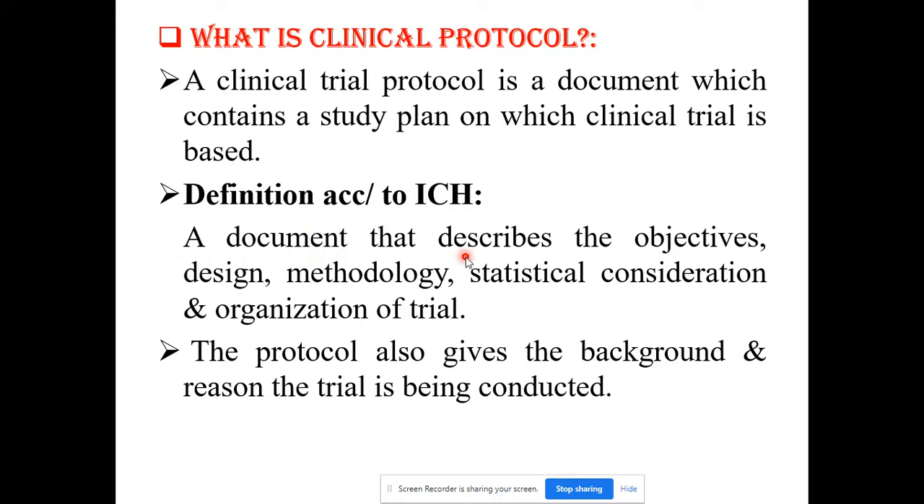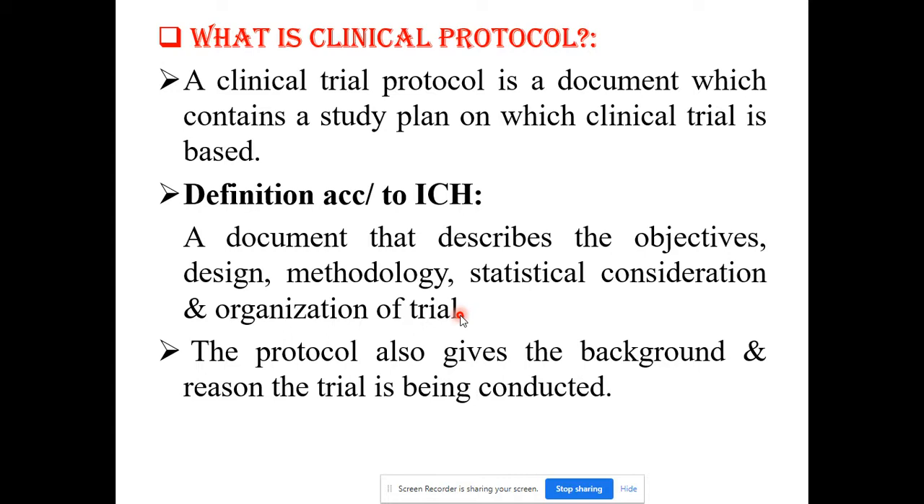It is a document that describes the objective, design, methodology, statistical considerations, and the organization of a trial. This particular document is in regard to the clinical trial study. It describes the objective of your clinical study, the design, the methodology, the statistical considerations it involves, and it also involves the organization, the base of your clinical trial study. Last point in this slide, the protocol also gives the background and the reason why the trial has been conducted.